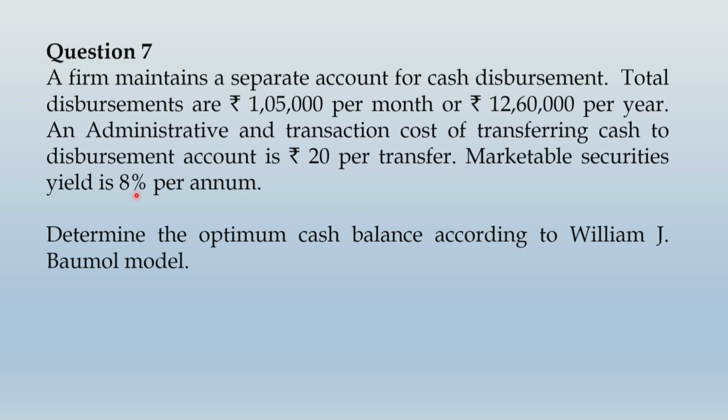So for every 1 rupee, what will be your opportunity cost per year? It will be 8% of that 1 rupee, that is 8 paisa, or we can say rupee 0.08. So logically that becomes the cost of carrying 1 rupee for 1 year. If you are carrying that 1 rupee for 1 year in that disbursement account, you are sacrificing an opportunity of rupee 0.08 per annum. As a result, we apply the EOQ model concept and we determine the optimum cash balance as per William J. Baumol's model. So OCB equals square root of 2AO divided by C.